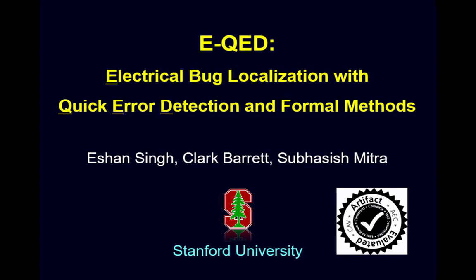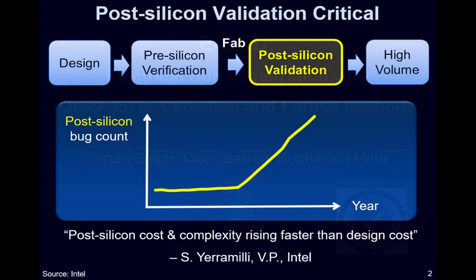Hi, today I'm very excited to talk to you about E-QED, our technique for localizing electrical bugs. With the growing complexity of hardware designs, it's becoming increasingly common for bugs to escape verification that's done pre-silicon, or before the chip is actually manufactured. As a result, these bugs can only be detected during post-silicon validation, or testing that's done on the manufactured chip and before it's actually shipped in high volume.